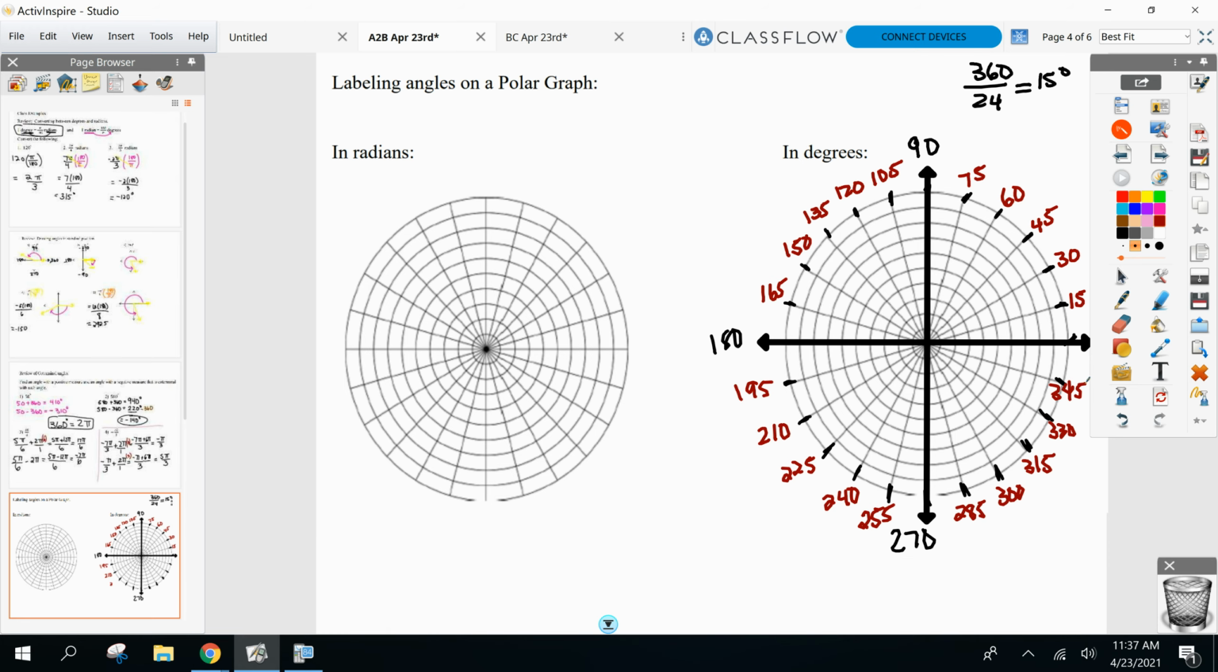So that's how that is labeled in degrees. Now, I am not expecting you to label all those out ever again. And you'll see why when we do an example to end class.